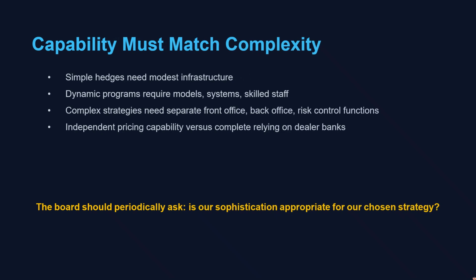Here we should pay attention to a major governance lesson. Do not run a sophisticated risk program with an unsophisticated infrastructure. Simple hedges require relatively modest support, but once the program becomes dynamic, leveraged, bespoke, or collateralized, the required infrastructure rises sharply. The firm needs specialized models, market data systems, collateral operations, legal documentation, valuation controls, accounting expertise, and independent risk oversight.